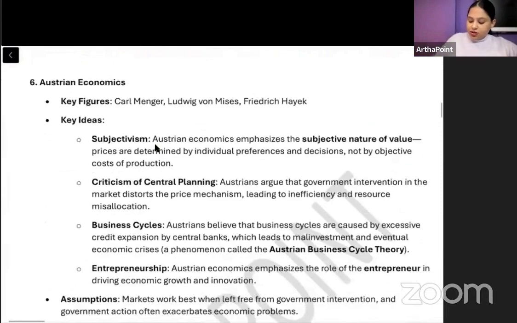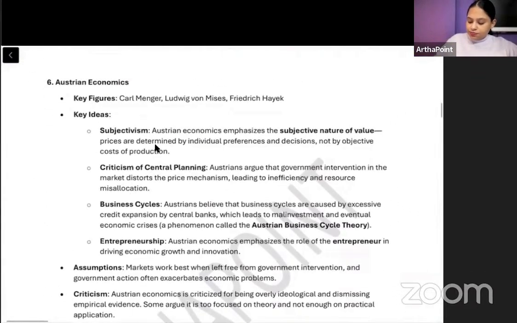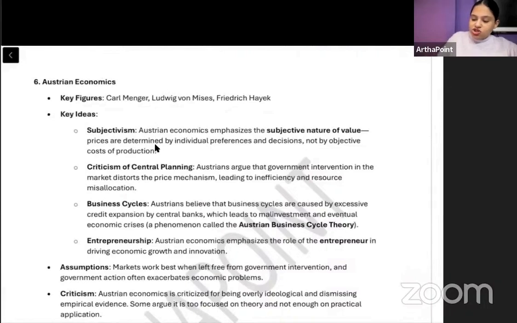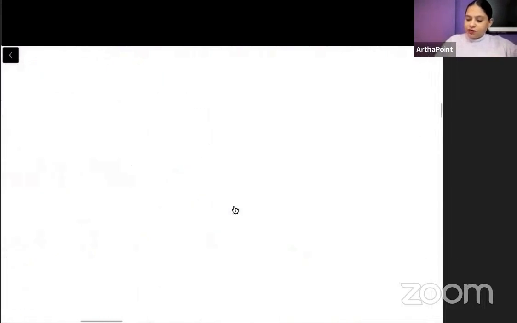ठीक है. Now let's talk about Austrian economics. Not much has been said about Austrian economics. बहुत ज्यादा कुछ नहीं है. But let me just give you some key important information.